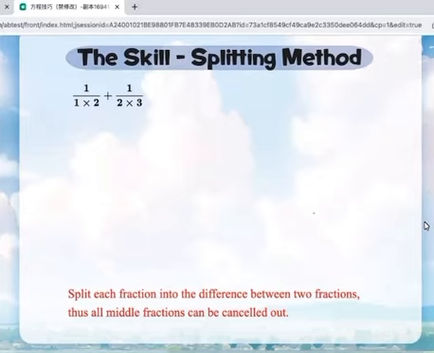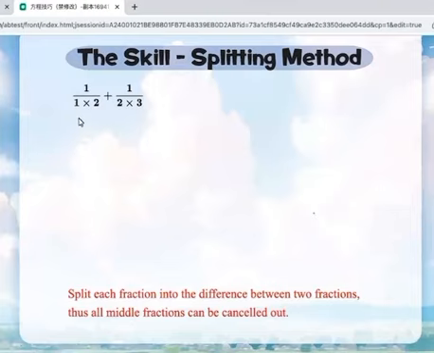Normally we can just solve the question by calculation. 1 over 1 times 2 is equal to 1 over 2, and 1 over 2 times 3 is equal to 1 over 6. So we just do 1 over 2 plus 1 over 6, and everybody can get the answer. But today, I'll teach you the splitting method.